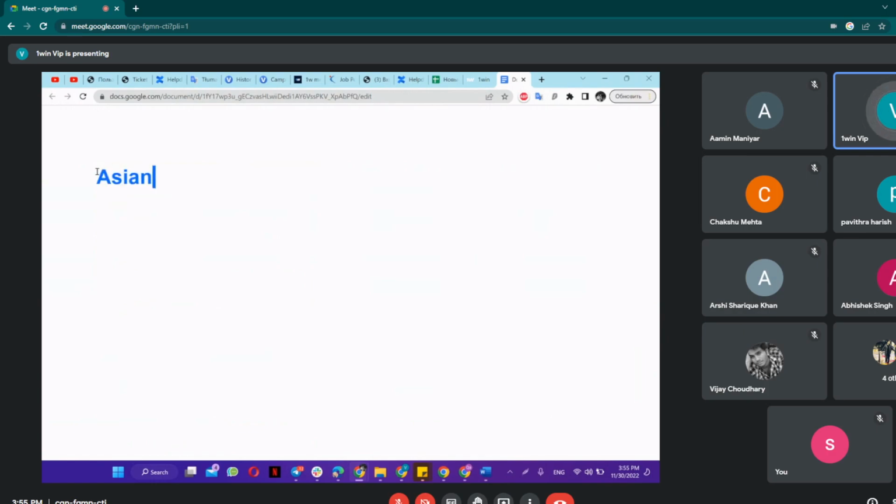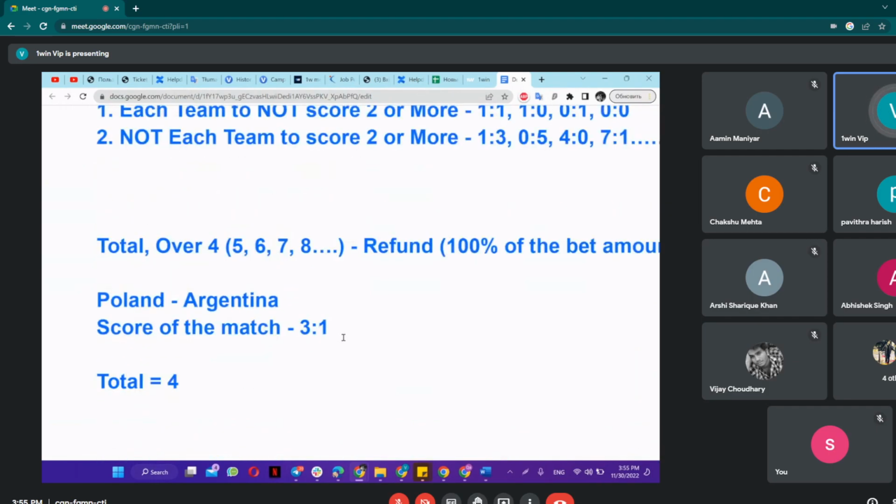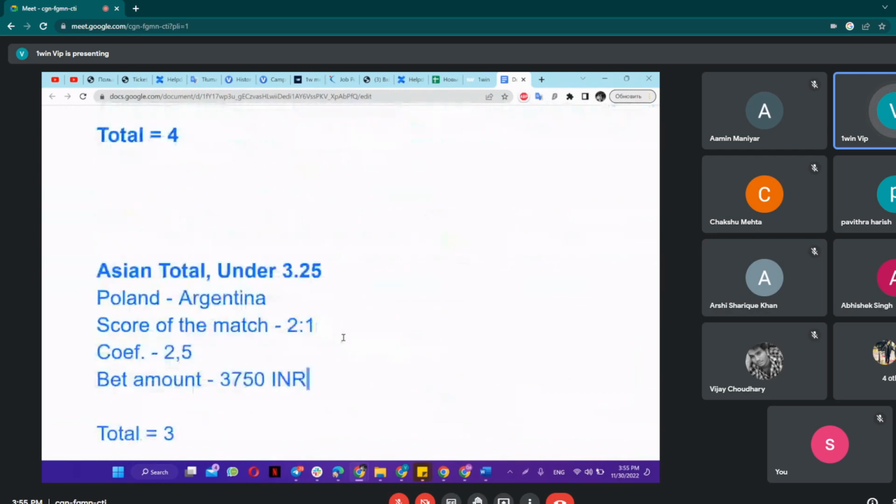So, Asian handicap on the first team, including handicap minus 1.75. Let's suppose we will have these conditions.